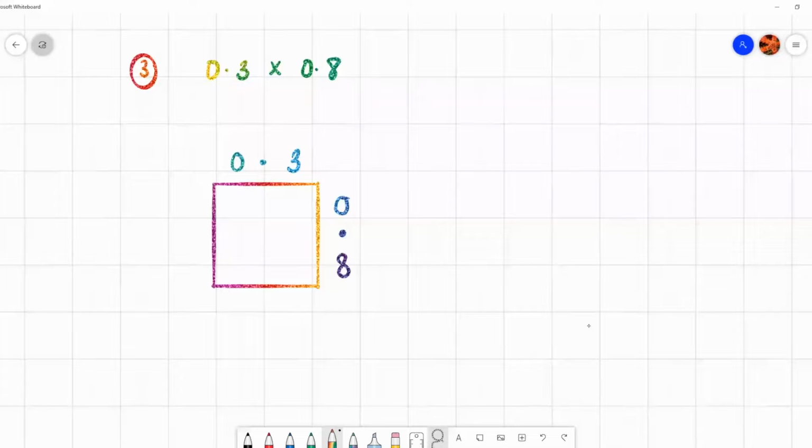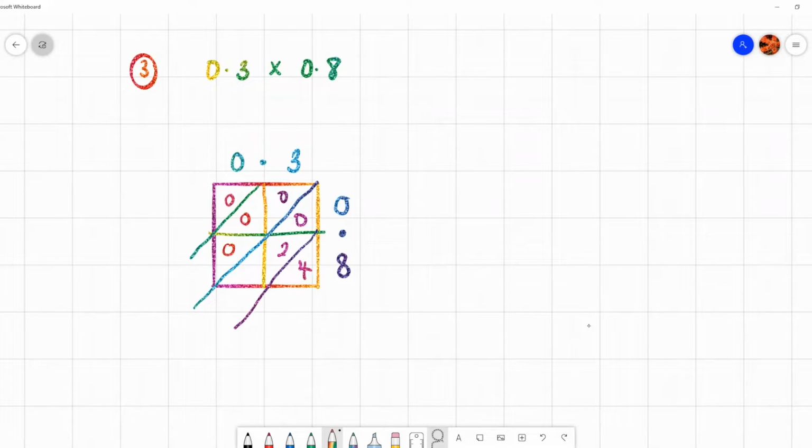Draw your box, split between the 0 and the 3, and split between the 0 and the 8. Draw your diagonals. Okay, 3 times 0 is 0. 3 times 8 is 24. 0 times 0 is 0, and 0 times 8 is 0. You just add the diagonals now. So this diagonal is 4, and that's 2, that's 0, and that's 0.